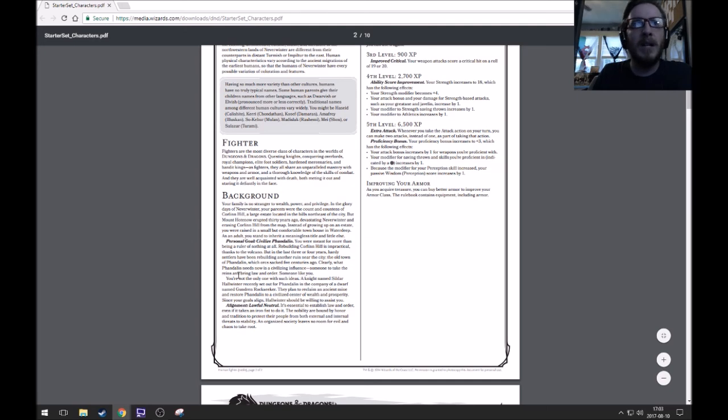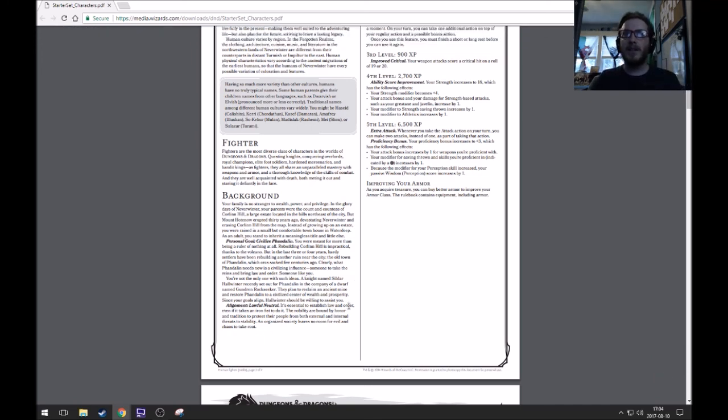Someone like you. You're not the only one with such ideas. A knight named Sildar Hallwinter, that's an NPC, plays a not insubstantial role in the story. He recently set out for Phandalin in the company of a dwarf named Gundren Rockseeker. They plan to reclaim an ancient mine and restore Phandalin to a civilized center of wealth and prosperity. Since your goals align, Hallwinter should be willing to assist you. So long as you are working towards civilizing Phandalin, most likely Sildar is going to be like, this is a good dude. We're going to work together. It's going to be great.